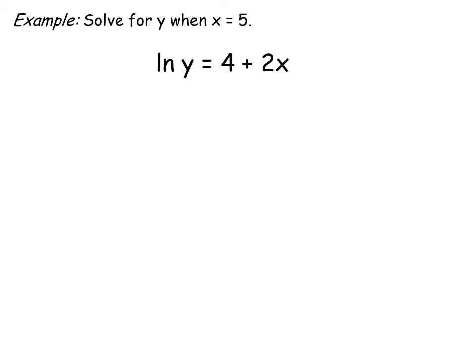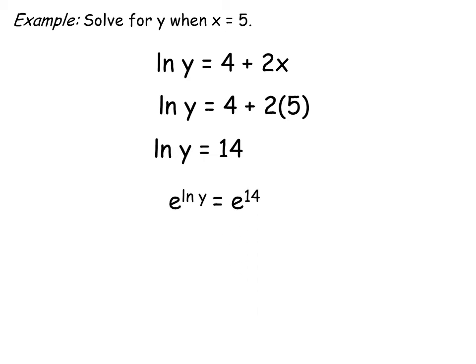Next, we're going to solve for y when x equals 5. We have the natural log of y equals 4 plus 2x, so I'm going to substitute in the value for x. To cancel out the natural log, I'm going to bring everything to the e. e and natural log cancel, and our value is pretty large.